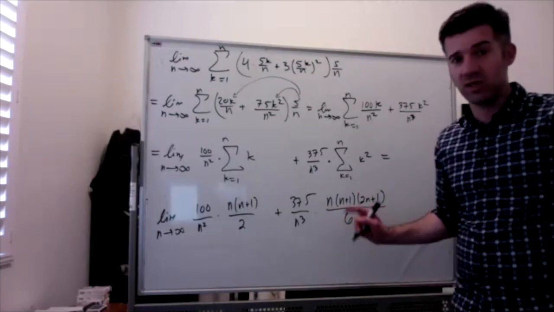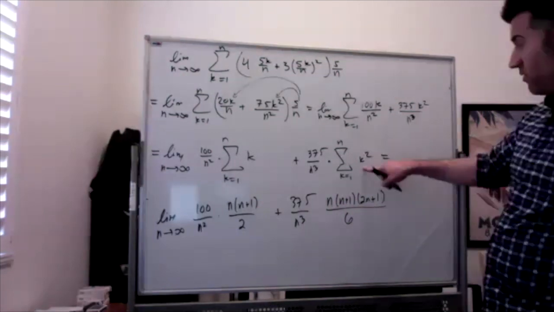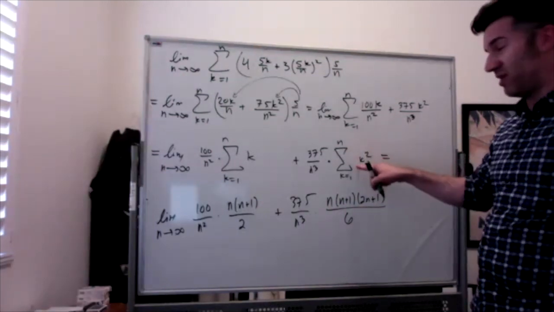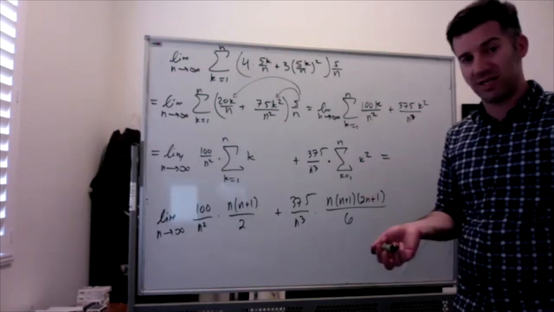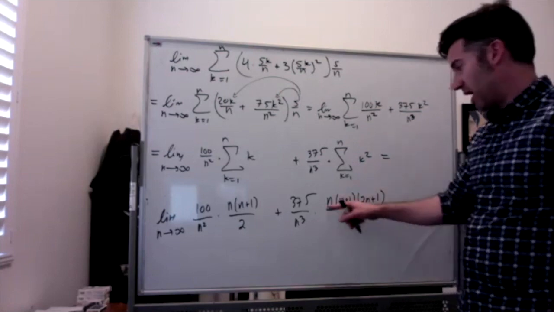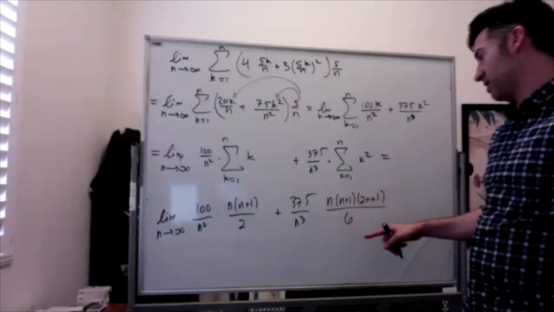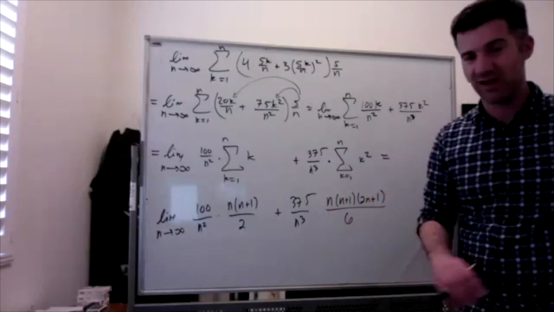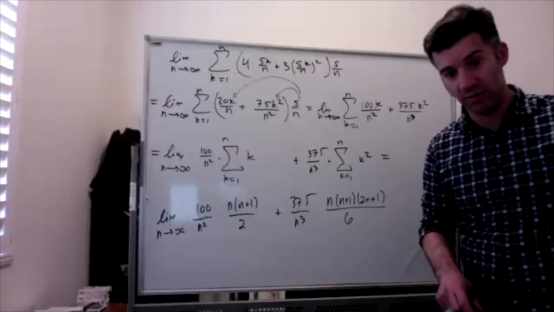Here's another good reason to use right endpoints instead of left endpoints. If you use left endpoints, this formula is the sum from k equals 1 to n of k minus 1 squared, which is similar, but it's actually not quite the same. The formula ends up being like n minus 1 times n times 2n minus 1. You don't want to deal with a different formula. So that's another really strong reason to use right endpoints.